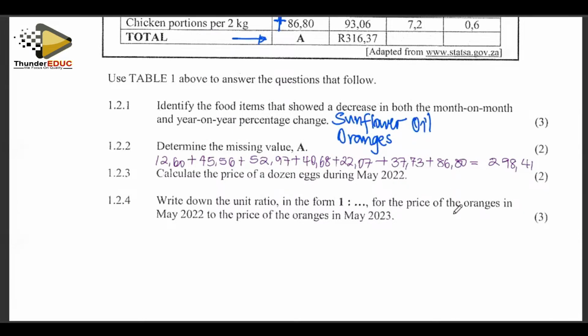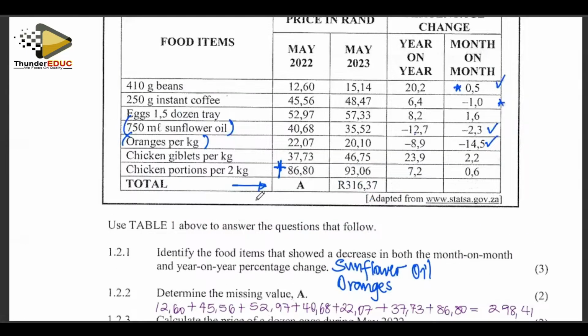So now you had to add all those values and the value of A became 298.41. Calculate the price of a dozen eggs during May 2022. A dozen eggs. Now that means we are looking at 12 items. Now this is 1.5 dozen tray, which costs how much? 52 rands, 97 cents. That's May 2022.